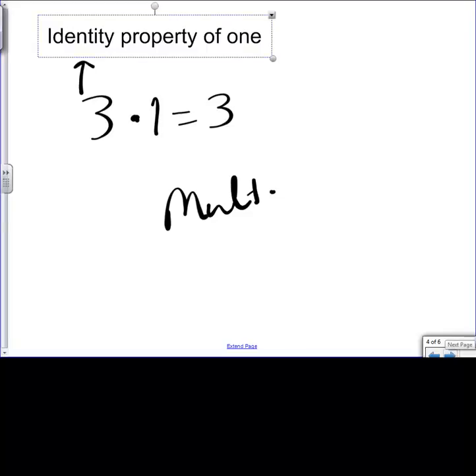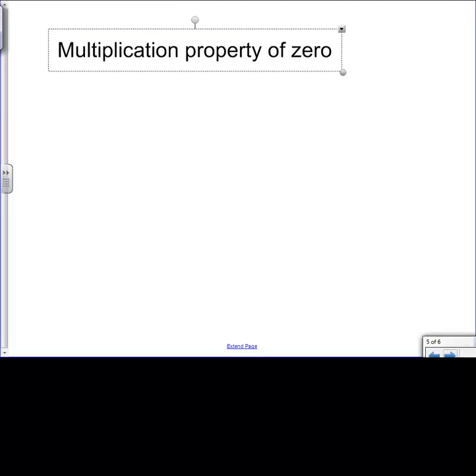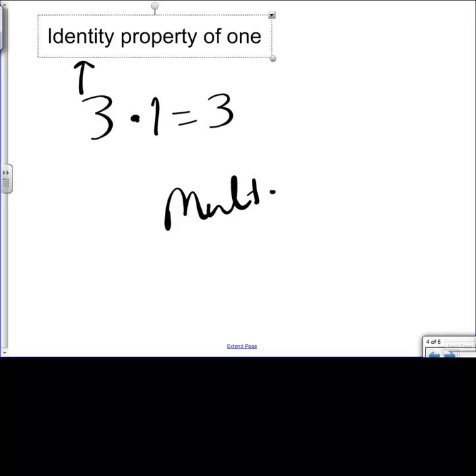Okay. The last one we're going to talk about. Oh, sorry. Did I write that on the wrong one? Oh, sorry. Multiplication property of 0. So any number that you multiply by 0 is going to give you just the number 0. So with multiplication, it tells you what you're doing. 0 means that 0 is going to be involved, so you're getting an answer of 0.